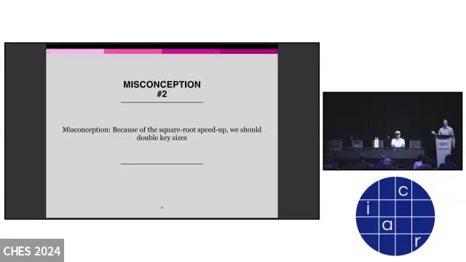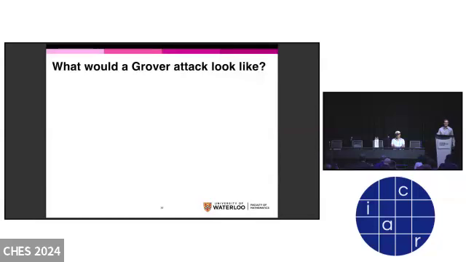So the second one, kind of the big one, because of this square root speedup, we should double our key sizes, right? Well, what would a Grover attack actually look like? Imagine you're put in charge of the organization. You start hiring the engineers, ordering the machinery to do this.